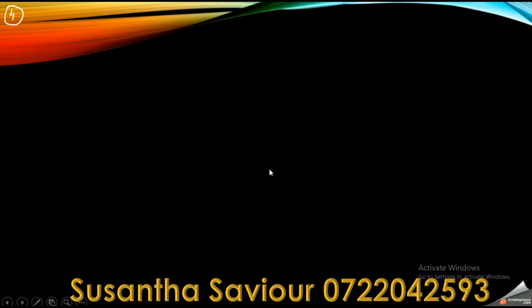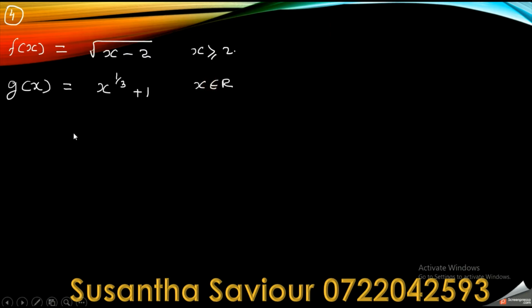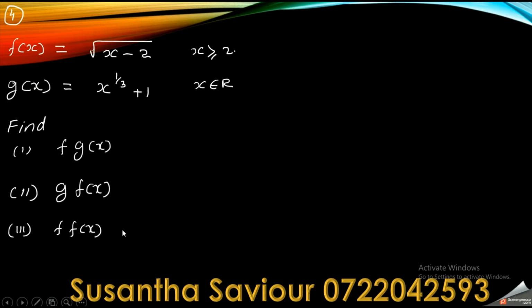Let's move on to another, example number 4. We have f(x) is equal to root of x minus 2, and here there is a domain restriction, x should be greater than or equal to 2, and then g(x) is x to the power 1/3 plus 1, right? So there is no restriction in the domain. Then we have to find f(g(x)), g(f(x)), f(f(x)), g(g(x)).